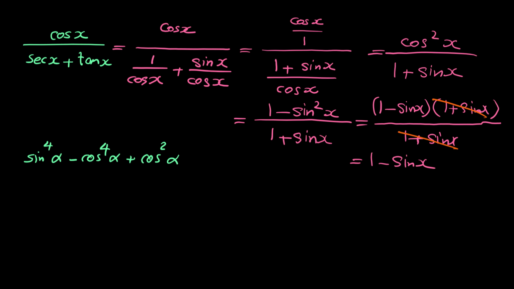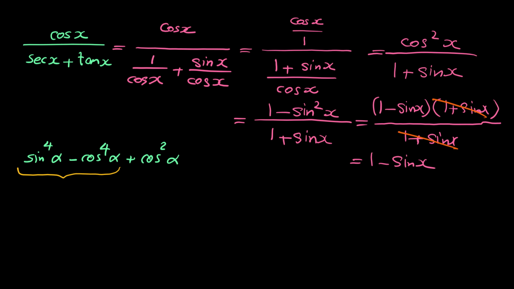1 minus sine x. Now look at this example: sine to the 4 alpha minus cosine to the 4 alpha plus cosine to the 2 alpha. We want to simplify this expression. This is a little tricky question.